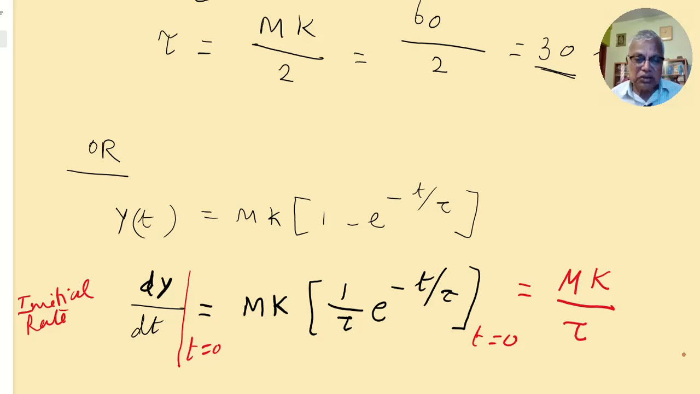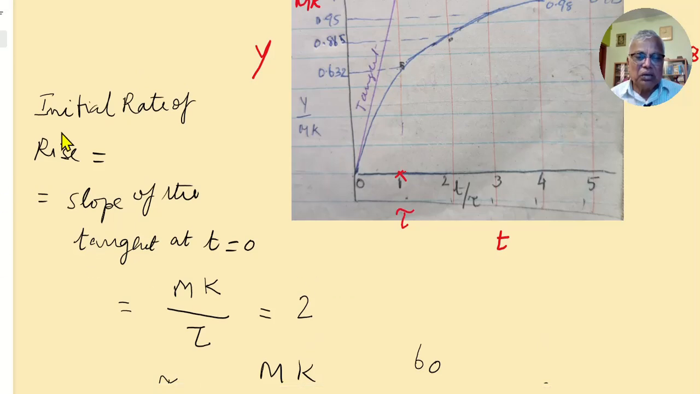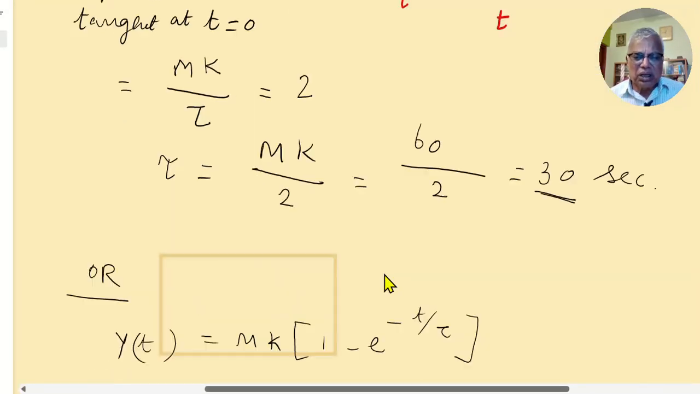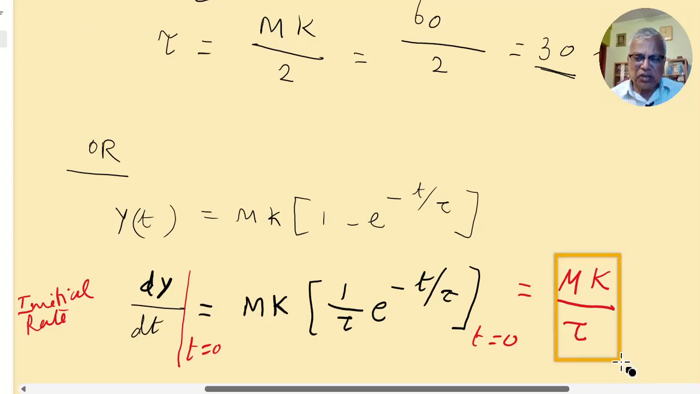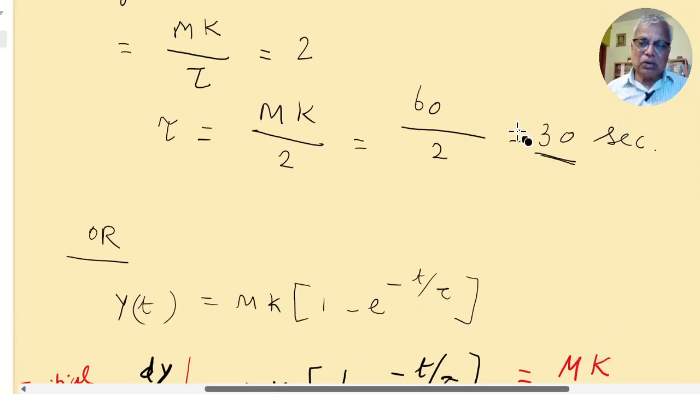Whether you see it by this equation or by this response figure, that will give you the initial rate of rise is mk by tau. Same thing here. Initial rate of rise is mk by tau. So from that we got tau is 30 seconds.